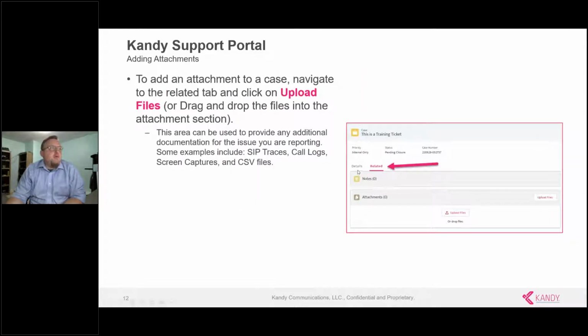In addition to the notes section, when you first go into a ticket, you're over here on the details tab. What you can do is actually switch over to the related tab, and this will give you the ability to add an attachment to your ticket. So if you have something like a PCAP query, or maybe there's a screenshot that you need to include, or a log file, or any of those kinds of things, we do recommend that you come over here to the related tab, and this will give you the ability to upload an attachment.